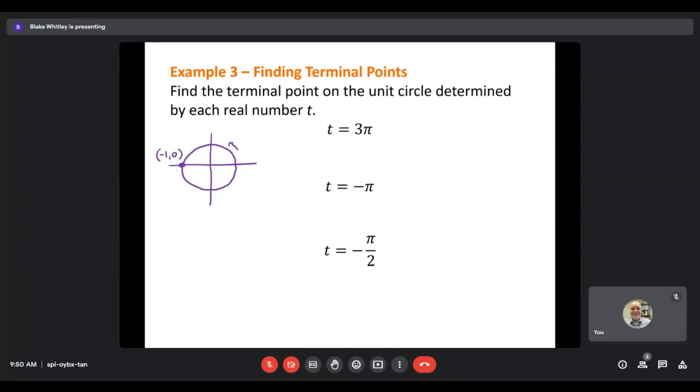Our x value is -1. We're on the x-axis, so the y value is 0. And so this has a terminal point of -1, 0. Just remember, we're on a unit circle. The radius has to be 1. That's why that x value has to be -1 here.